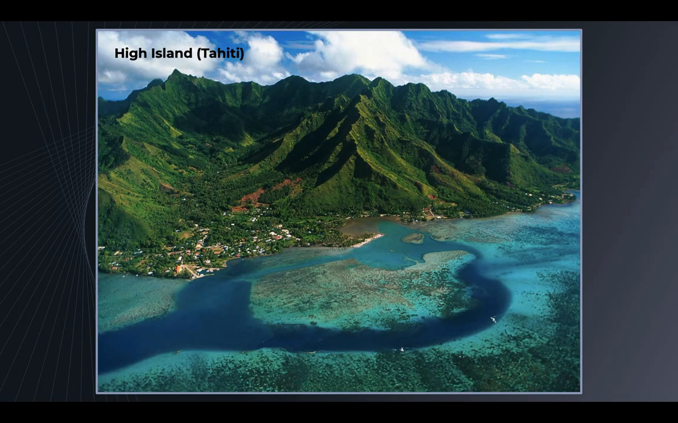So I want to look here. So this is an example of a high island. Okay, so this is actually Tahiti, one of the islands of Tahiti. So you can see it's got the mountain ranges, and then it has the low-lying area, and then it goes into a coastal plain, and that's where the people live. Okay, so that's a high island.